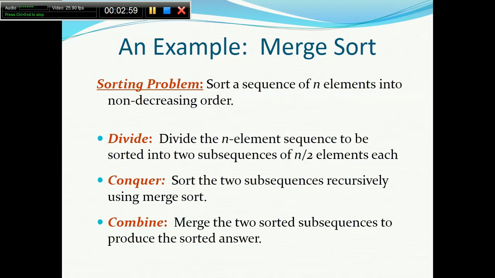It is a sorting problem. The problem basically says to sort a sequence of n elements into non-decreasing order. So I have a sequence of n elements. The basic purpose of merge sort is to sort that sequence of n elements into non-decreasing order, or basically increasing order. Now it has three steps. First is divide. Divide the n element sequence to be sorted into two subsequences of n by 2 elements each. So I will divide the n elements into two parts, n by 2 elements and n by 2 elements, half and half.